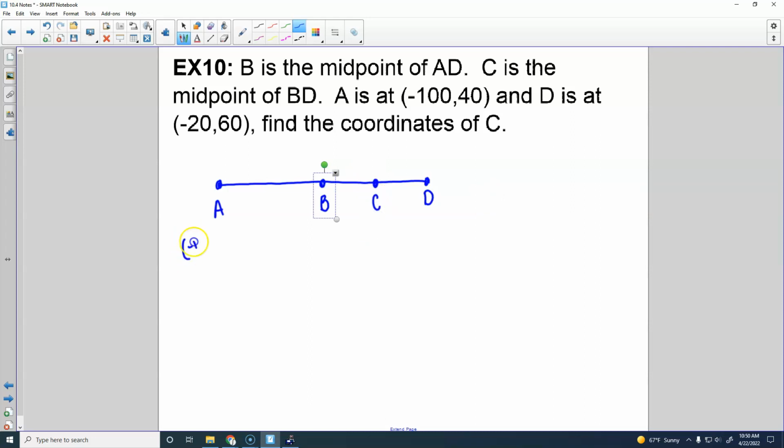A is at -140. D is at -20, 60. All right, so what are we doing on this problem? Okay, we need to find B first, and then we can use that to find C. So we are doing a midpoint, but just the first time we do the midpoint is not going to give us the answer. That's going to give us this halfway point here, and then we'll have to do midpoint again. So Zane, tell me what I'll do to find this midpoint right here to find B in the middle.